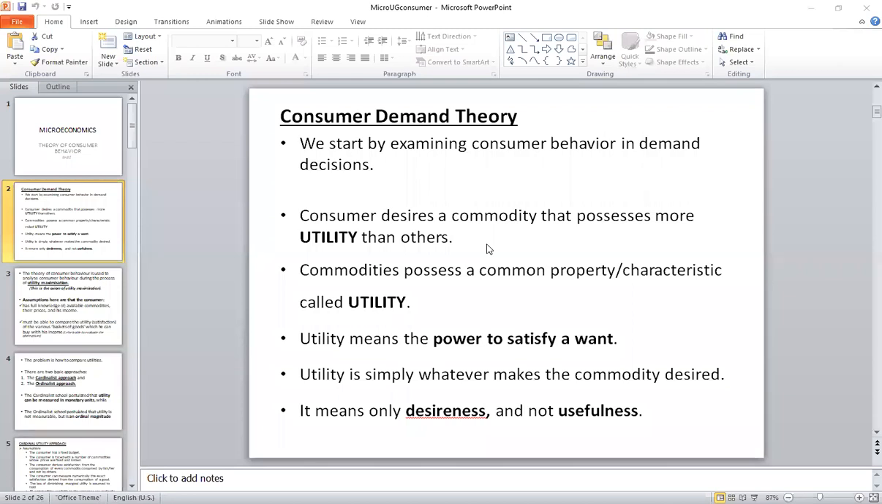So that means utility does not mean usefulness. It means desiredness. Like for instance, we have some commodities which are not useful to us, which are even harmful to us. But because we desire them, they possess utility. Like some people enjoy drugs like cocaine, and even alcohol. However much they tell them that they are harmful, they are dangerous, people enjoy them. So they possess utility. Utility does not mean usefulness. It means desiredness.